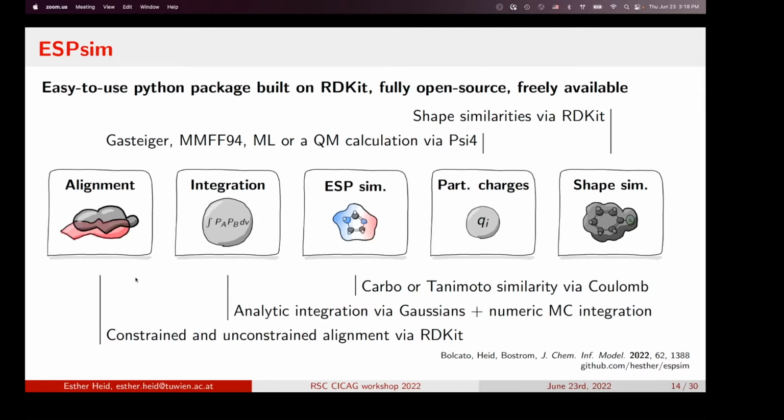And what ESP-Sim can do is first align molecules, because of course, if you think about overlap integrals of your electrostatic potential, if your molecules are far away, the overlap integral will just be 0. So you need to put the molecules on the same spot before you can do any comparison. It has different integration routines for these overlap integrals that I'll talk about in a second. You have different metrics to compute similarities. You have different options for partial charges when we set up our electrostatic potentials, and you can also compare shapes.